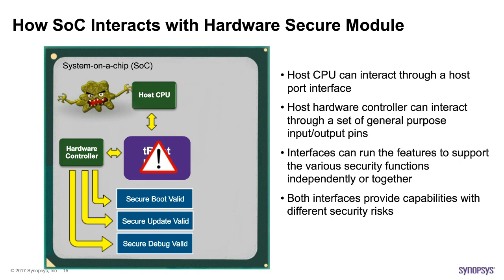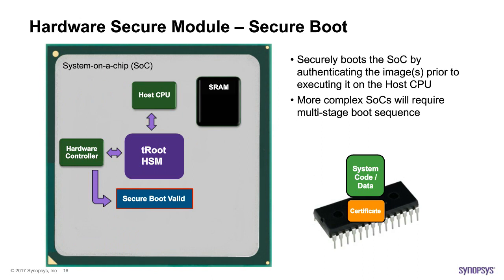So let's start with secure boot. The primary function is to validate the host code image by means of authentication. And this is typically used during the power-up stage of the SoC. There are different ways to support this feature, and this slide presents one of them. So in this implementation, the secure boot feature requires a certificate that contains the public key that signs the system code. Both datasets are in external flash.